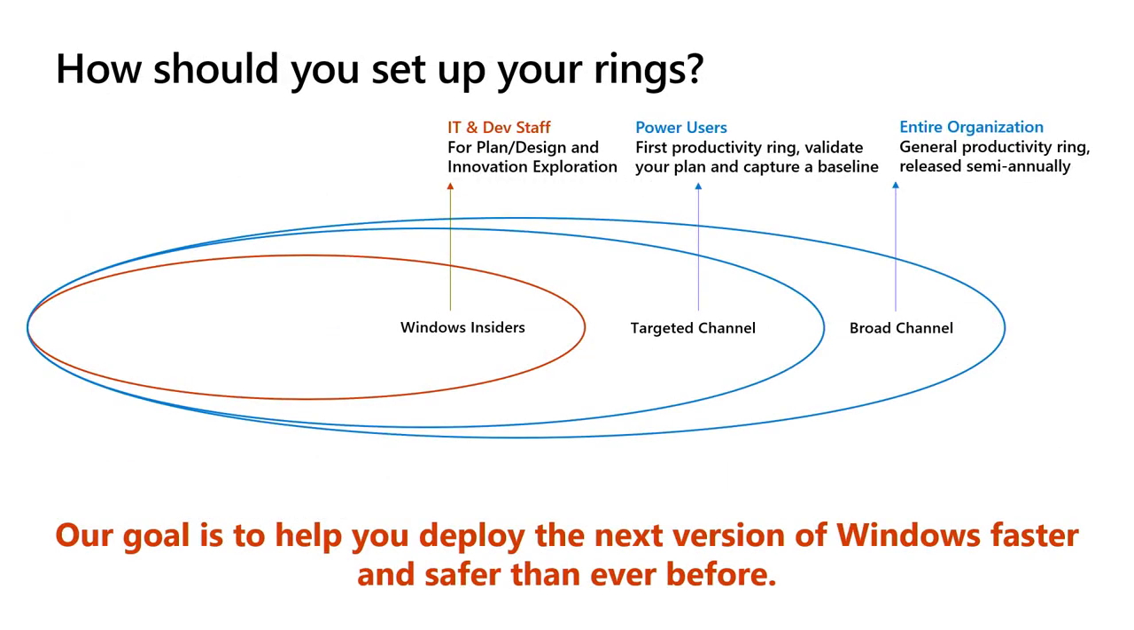So how do you set up your own ring in your organization? The rings we saw a couple of slides back are all in this red circle, red ring over there. Whether it's fast or slow, we usually encourage the IT or dev staff to be part of this ring. And that's about 1% of your organization.